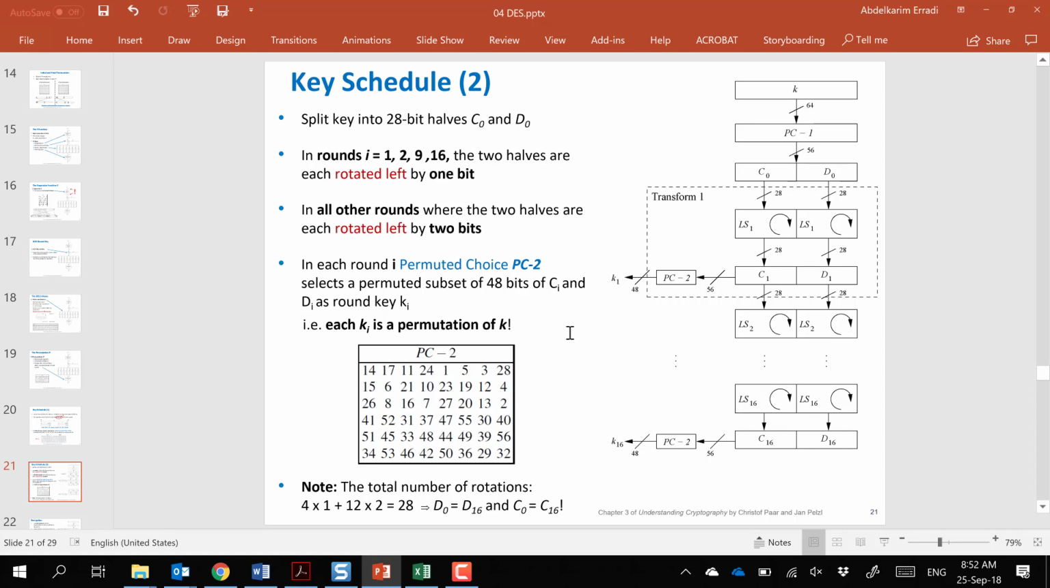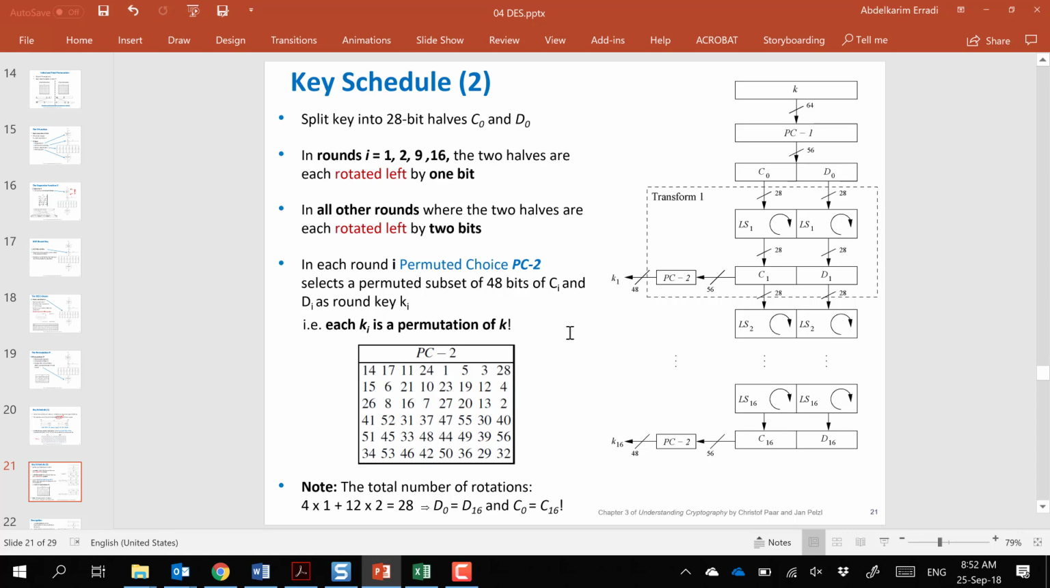Using yet another table, PC2. How do I produce it? I'll say 14. These are the lucky bits that will be used in the subkey. Yeah, 14, 17, 12. And then this will give you 48 bits. What do I do with these 48 bits? I give them to the round to use for each round.